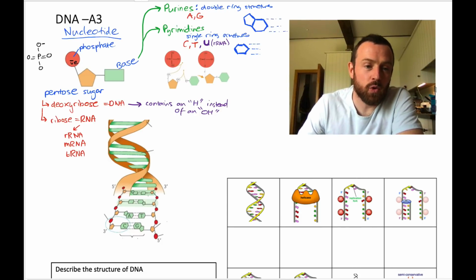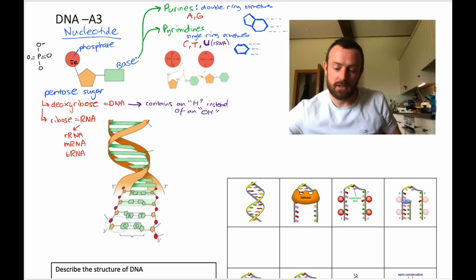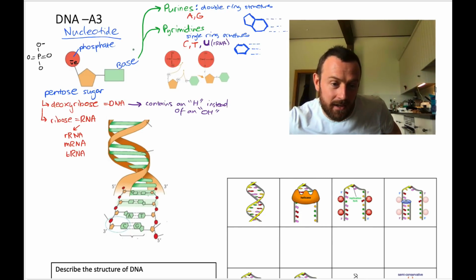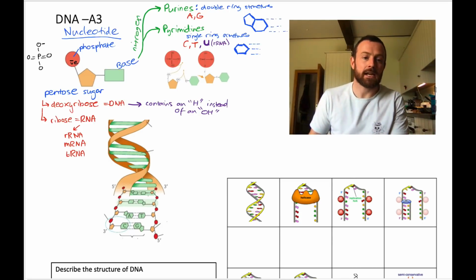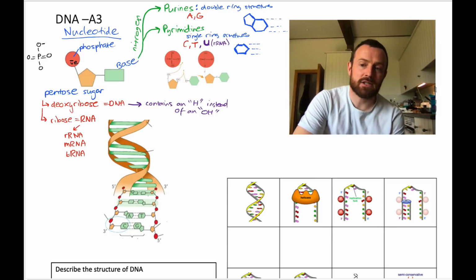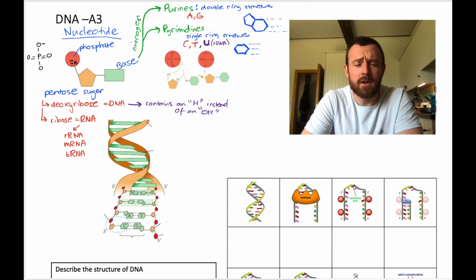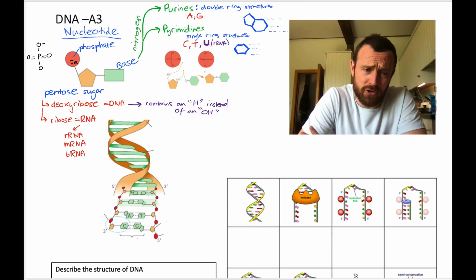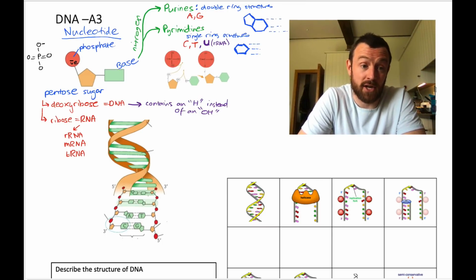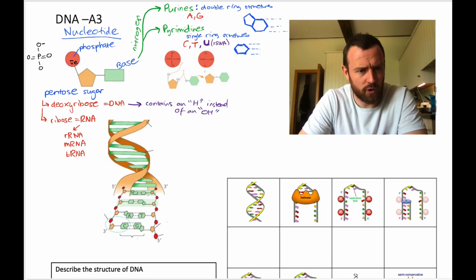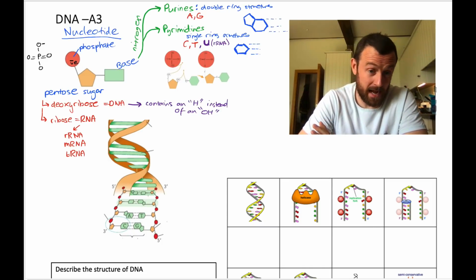Now, one thing we didn't say about the bases, I'm going to try and write it on this angle here: they contain nitrogen. Okay, the bases contain nitrogen. That's important later on. We're going to talk about the Meselson and Stahl experiment, which involves radioactive nitrogen. So that radioactive nitrogen gets incorporated into the bases. That's the only molecule that contains nitrogen in DNA.